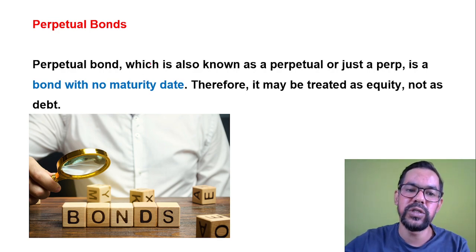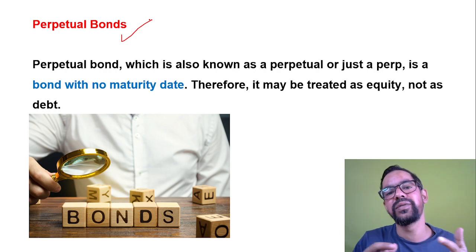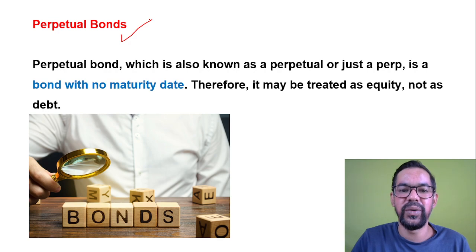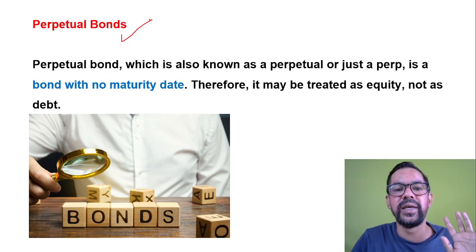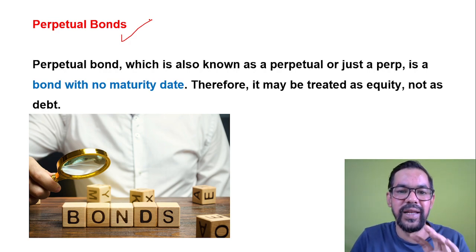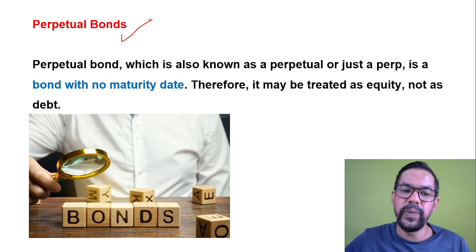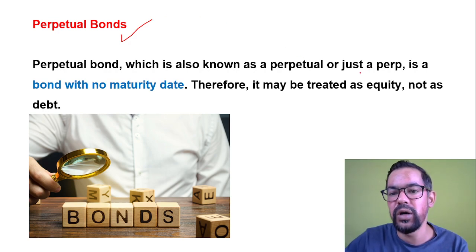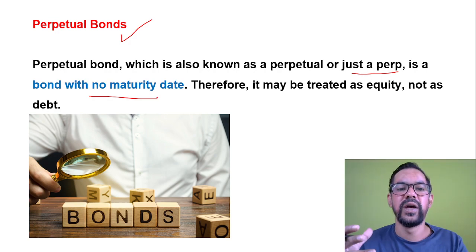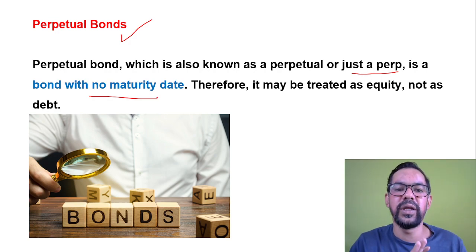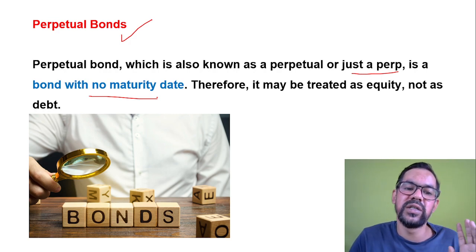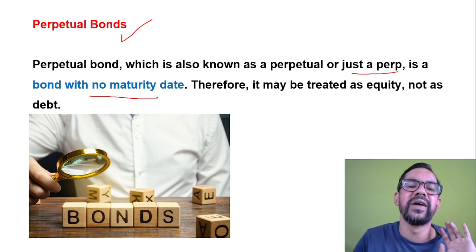Next one, perpetual bonds. Perpetual bonds are kind of like shares. These bonds do not have any kind of maturity. They generally work till the time that a company exists in the market. A perpetual bond, known as a perp, is a bond with no maturity date. If a company, let's say Reliance, raised funds, and suppose Reliance works for 500 years, then the maturity of this particular bond is 500 years.